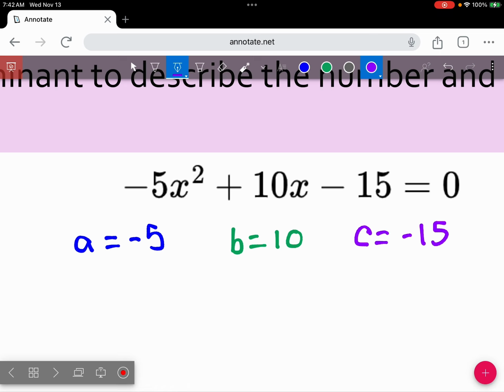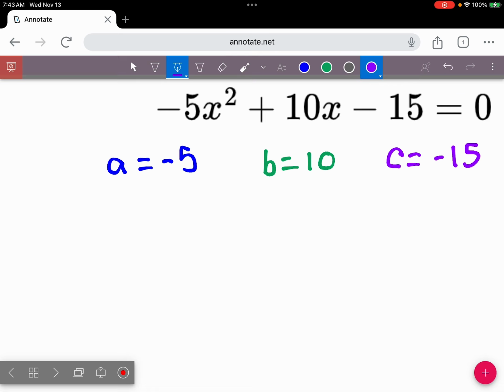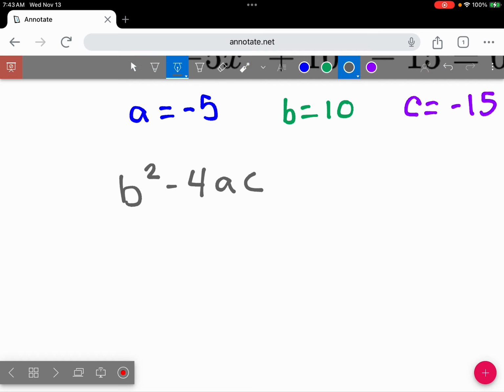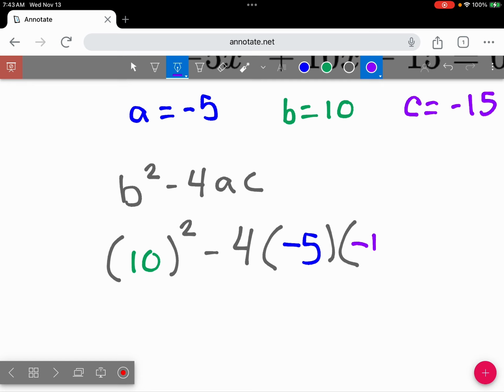We're going to substitute that into our discriminant, that B squared minus 4AC. That is called the discriminant. That's its name. It's like calling it Bob. It's just called the discriminant. So we're going to substitute this into our B squared minus 4AC. Just make sure we use parentheses when we substitute stuff in. We're going to have our 10 squared minus 4 times -5 times -15.